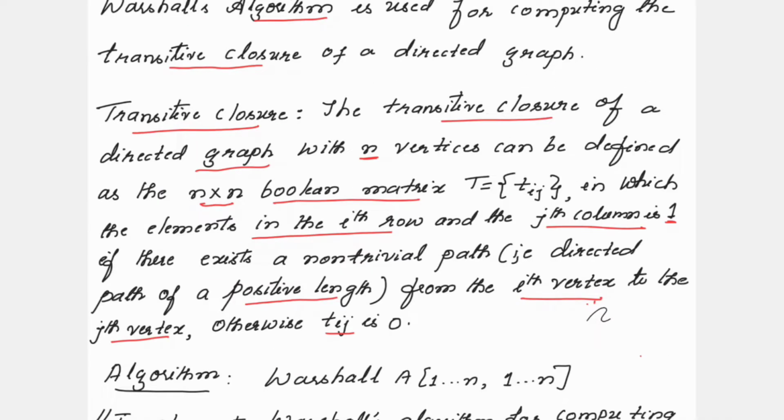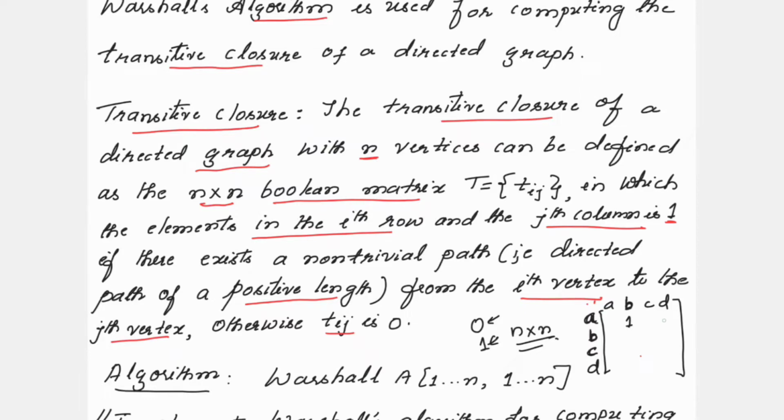In simple terms, I can explain this transitive closure in this manner. Suppose you have 4 vertices in a graph, you can represent the graph with an n by n Boolean matrix. So what do you mean by Boolean matrix? In a Boolean matrix the values will be either 0 or 1. So when will it be 0 and when will it be 1? Suppose there is a directed path existing from A to B, then it will be 1.